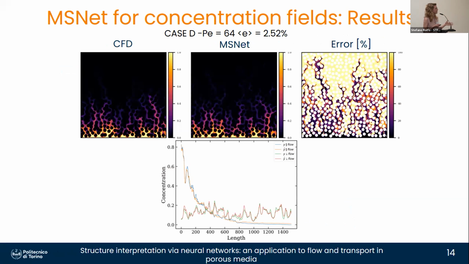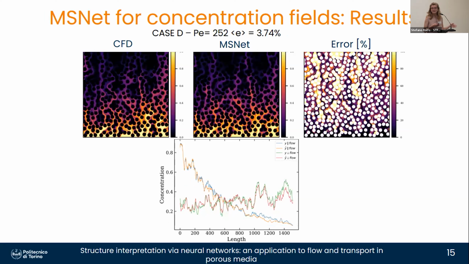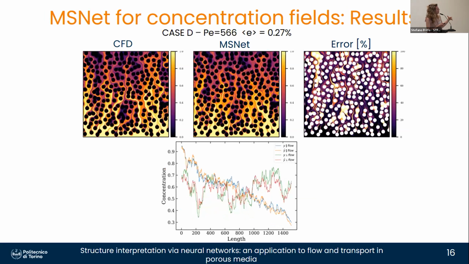And we tried to compare these fields in a quantitative way based on the average concentration inside the porous media, and with the profiles in the direction of flow and in the direction perpendicular to flow. I'm going to show you now some other results at intermediate Peclet number, meaning in different transport conditions. And even in this case, the results are quite satisfactory. And even with high Peclet number, the neural network is able to predict the concentration field quite well.